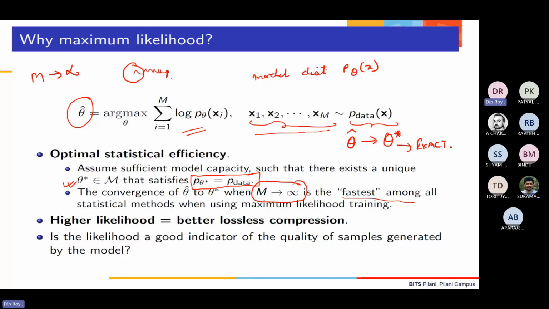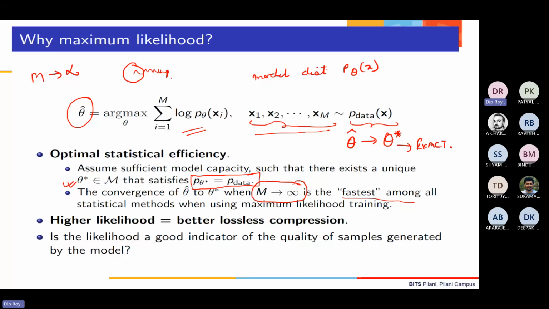And if you see the variance across all these, as you increase the number of data points, what you are going to see is that among all these statistical tools, the rate of convergence of maximum likelihood, that is the variance shrinking of the data, is optimal. That is the reason why we use maximum likelihood. One of the reasons.